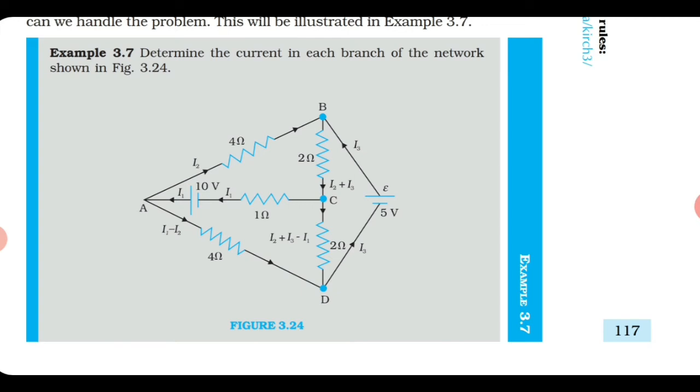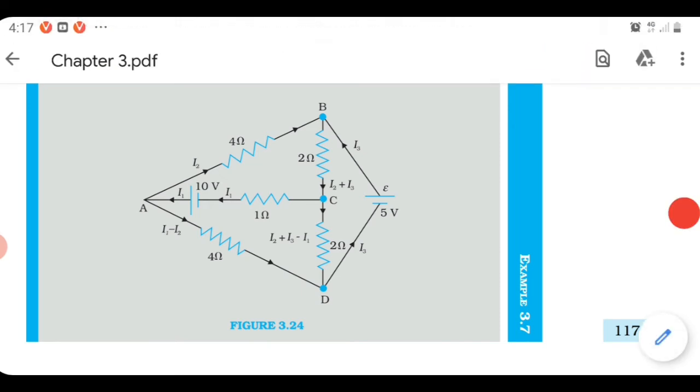So here a 10 volt cell is there. From that 10 volt cell, we are marking a current I1. That current, reaching the junction A, splits into I2 and I1 minus I2. So the current sent by the cell of 10 volt EMF is I1, and on reaching the junction A, it splits into I2 through this branch and I1 minus I2 through this.